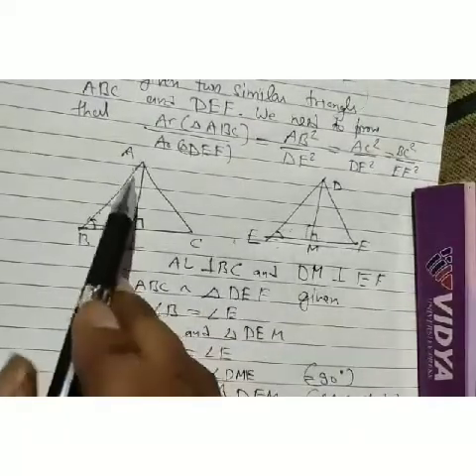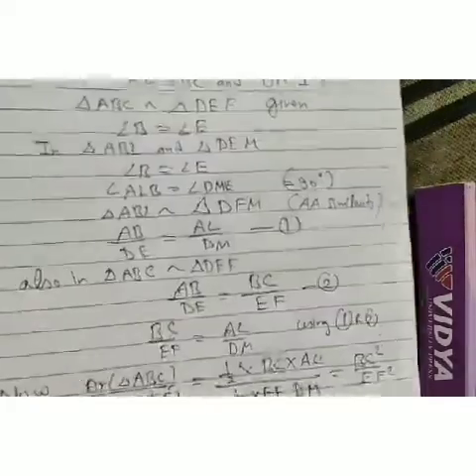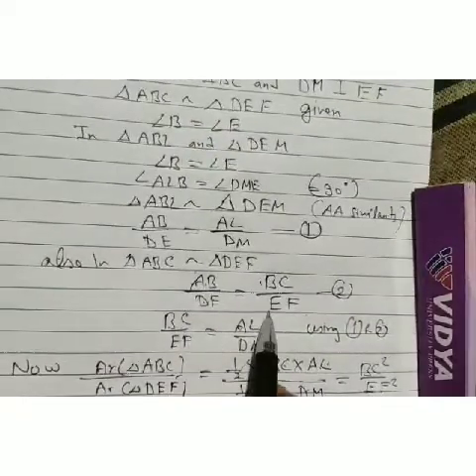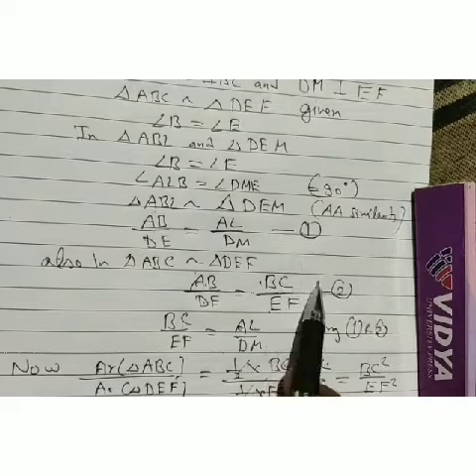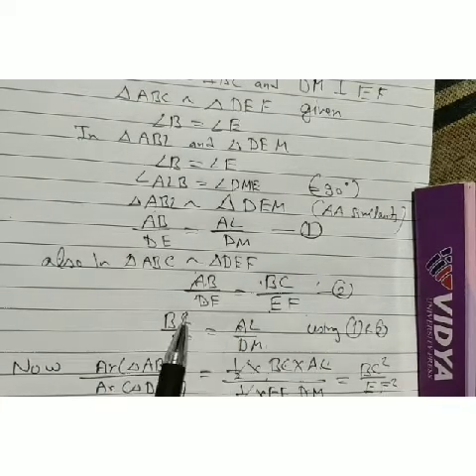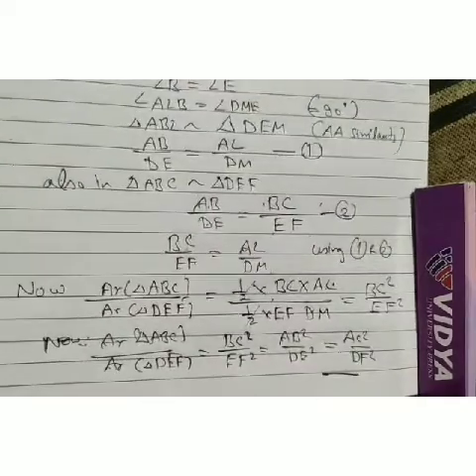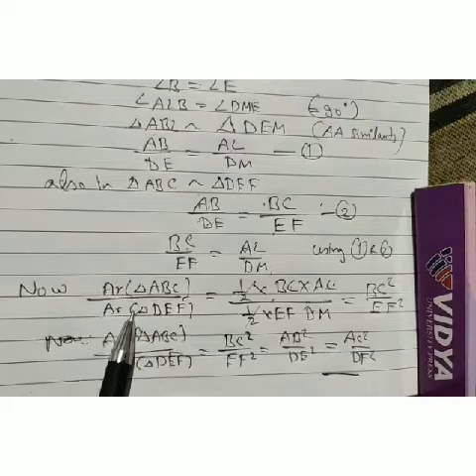But the complete triangles are also similar. Then what we have? We have also AB is to DE is equal to BC is to EF. Then using 1 and 2, since both are equal to AB upon DE, these are equal also. Then BC by EF equals AL by DM. Then we need the ratio of areas. Then we are going to take the area ratios.